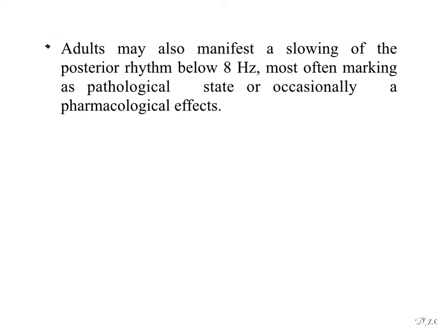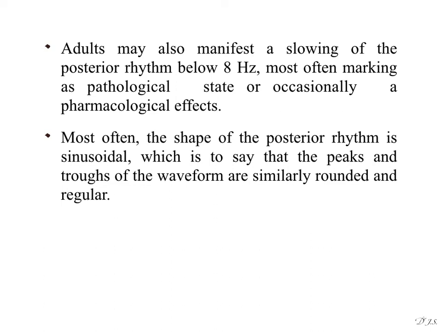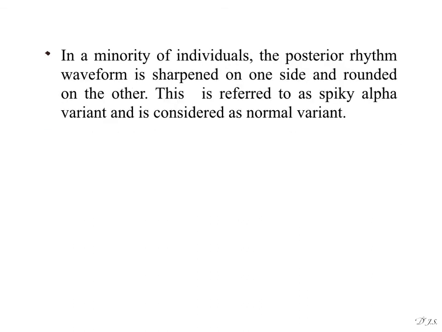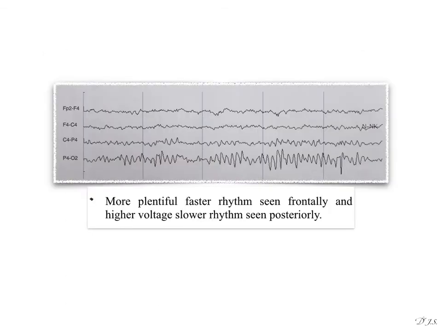Adults may also manifest a slowing of the posterior rhythm below 8 Hz, most often marking a pathological state or occasionally a pharmacological effect. Most often, the shape of the posterior rhythm is sinusoidal, which is to say that the peaks and troughs of the waveform are similarly rounded and regular. In a minority of individuals, the posterior rhythm waveform is sharpened on one side and rounded on the other. This is referred to as spiky alpha variant and is considered a normal variant.